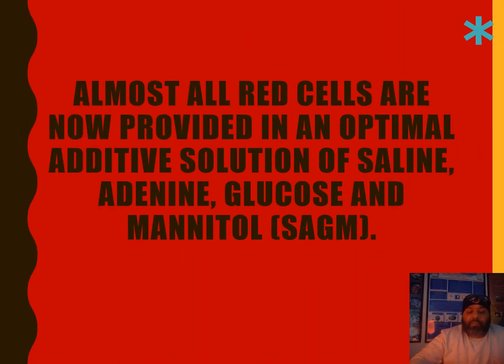So now that I talked a little bit about that, I want to mention how red cells are provided in following a request around someone who might have a low hemoglobin. Generally, almost all red cells are provided in an optimal additive solution known as saline, adenine, glucose, and mannitol, abbreviated as SAGM.